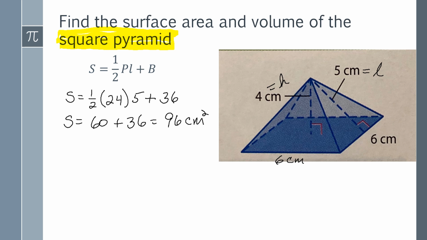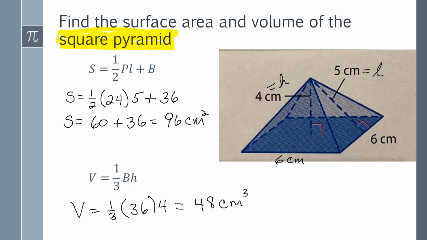Let's do now the volume. And there's our volume. Again, it's 1/3 the base times the height. The base area again is 6 times 6, that's 36, times the height, which is 4. So we can multiply this through. 1/3 times 36 is 12. 12 times 4 is 48. And this would be centimeters cubed.